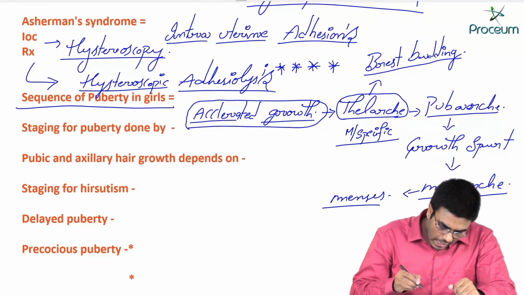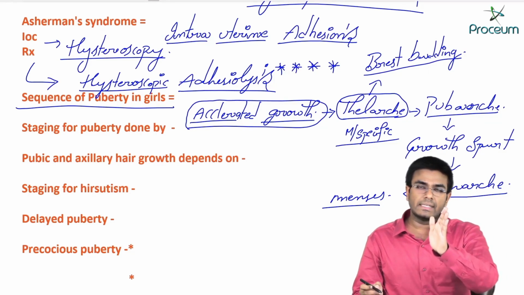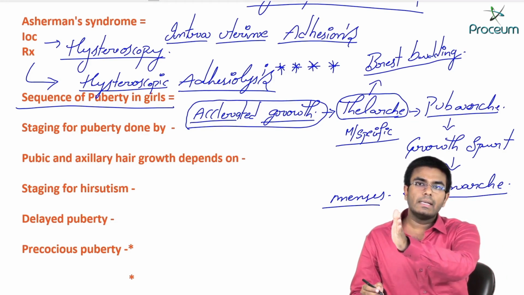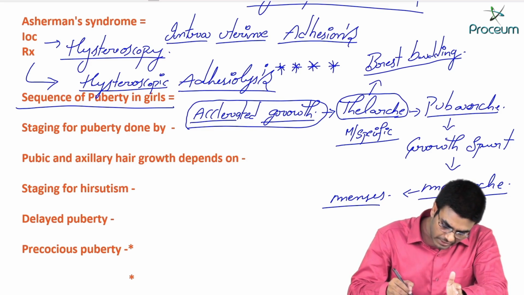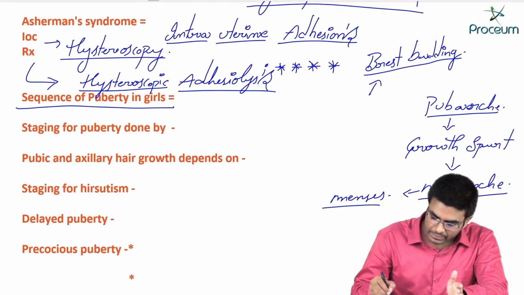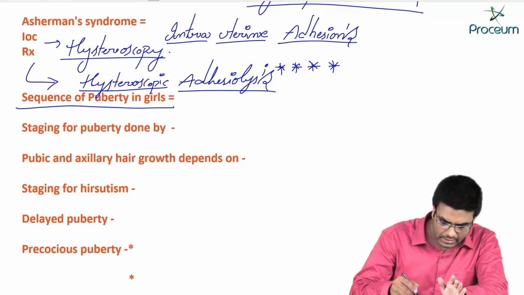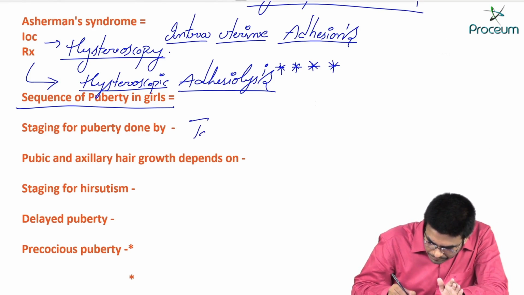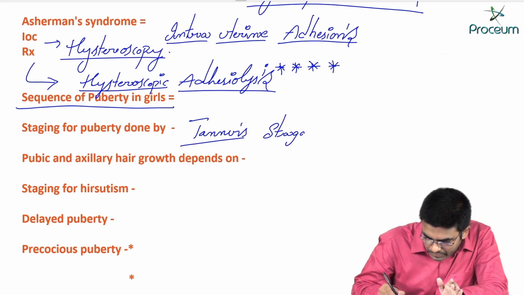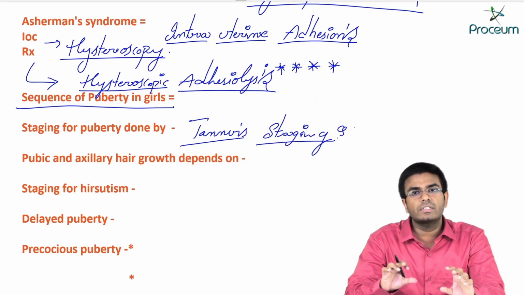Now, after this, let's do the staging. This is the sequence we have already seen: accelerated growth followed by telarch, pubarch, growth spurt, and menarche. They will ask a single-line MCQ: what is the name of the staging of puberty in a female? If you know the name, that is enough. It is Tanner staging. Tanner staging is done for puberty.